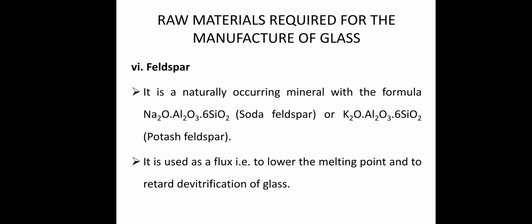Feldspar. It is a naturally occurring mineral with the formula Na2O Al2O3 6SiO2 soda feldspar or K2O Al2O3 6SiO2, that is potash feldspar. It is used as a flux, that is to lower the melting point and to retard devitrification of glass.